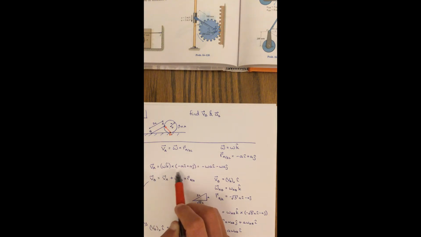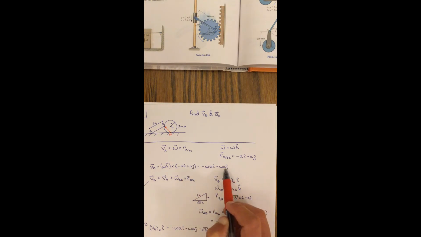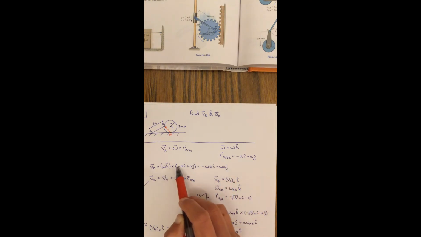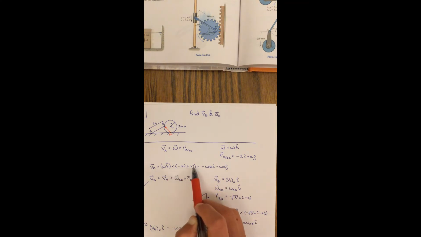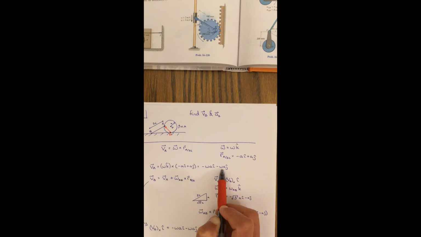We do the cross product. K hat crossed with i hat is j hat, so that's minus a times omega there. K hat crossed with j hat gives me negative i hat, so it's omega times a, now negative from the cross product. Okay, so now here we have the velocity of A.